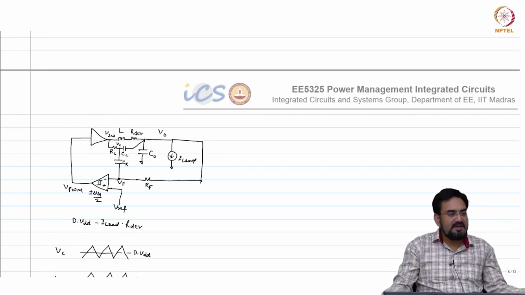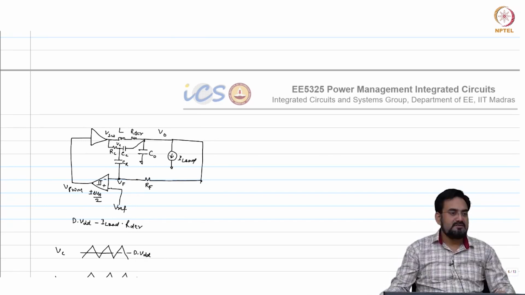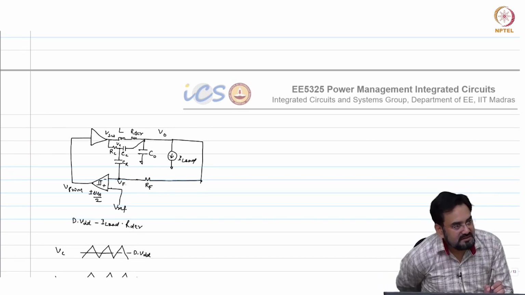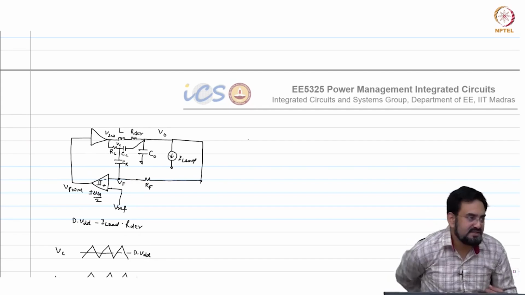So, the transient will be better. You have RF and CR, and from this path you have a low pass filtering. So, you have to choose the values of RF and CR in such a way that it does not slow down your Vf when you get a transient at V out.